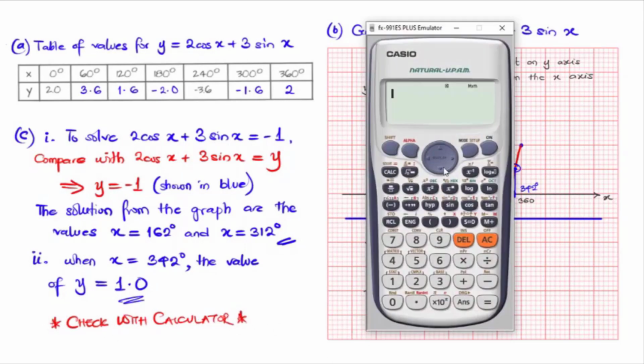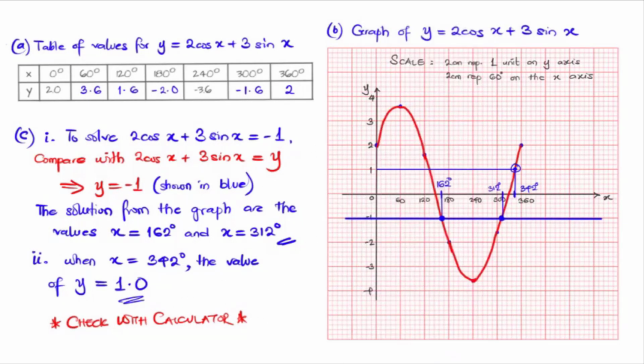So if you are to use your calculator, just say 2 cos x plus 3 sin x, and now we want to solve for that. What will it be? Our x is now 342, and you can see this is 0.97, which is approximately 1. So we're on the right track. Our solution is 1. And with that, we have finished our question on this graph of trigonometric function. All right.